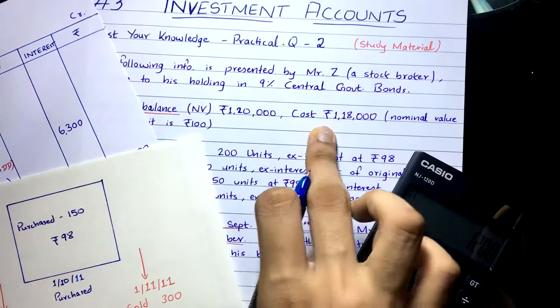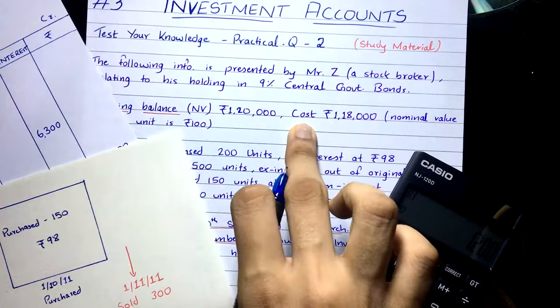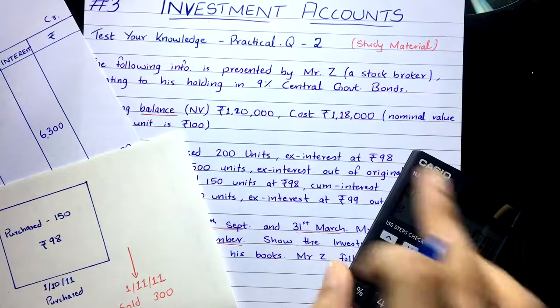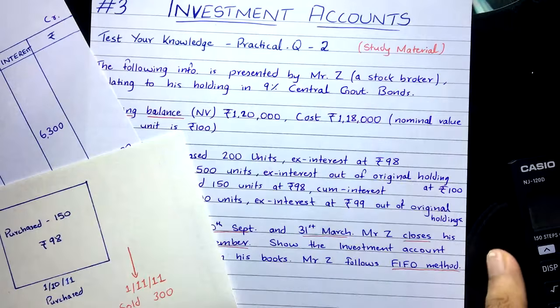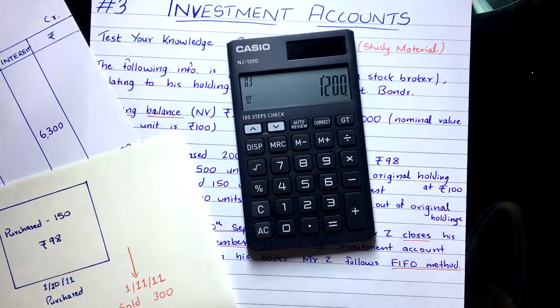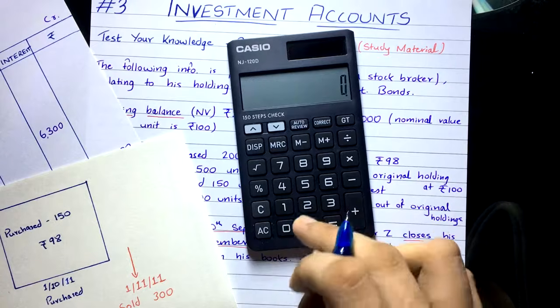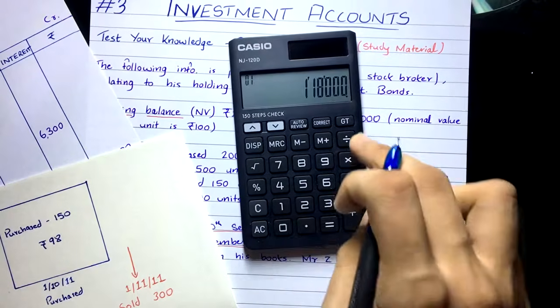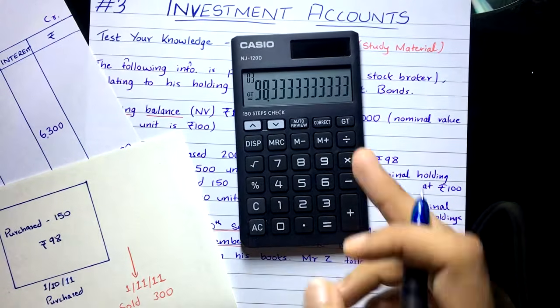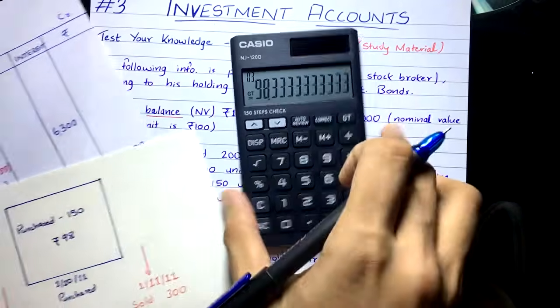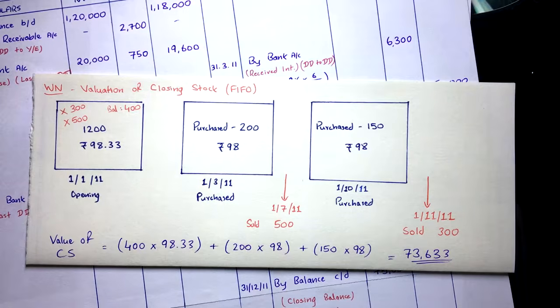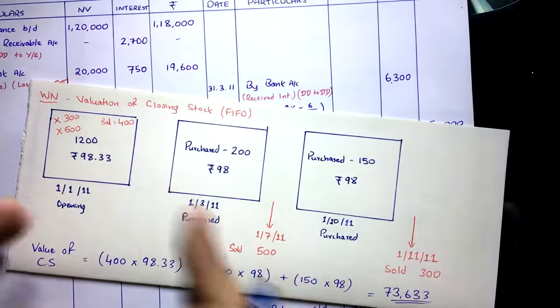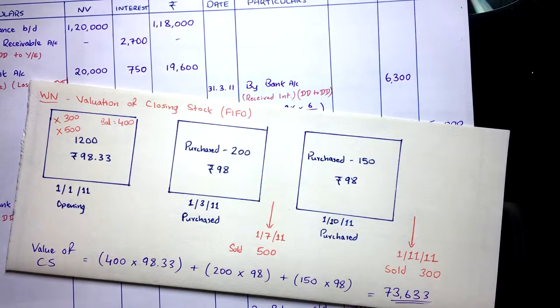Simple, cost is directly given. The total x interest price is 1,18,000. So to find the x interest price of each bond, you just have to divide it by the total bonds, 1,200. So 1,18,000 divided by 1,200, that's equal to 98.3333. So that's how I got this 98.333. Simple, easy, right?